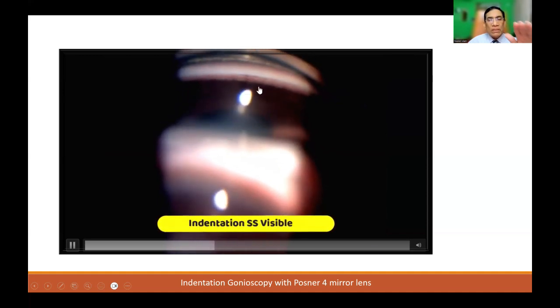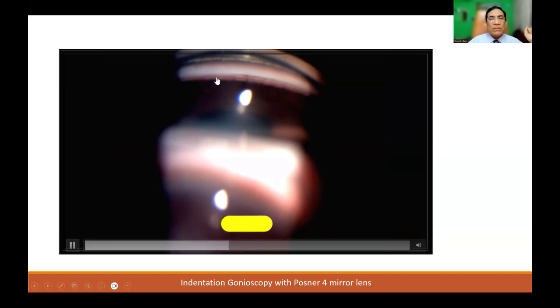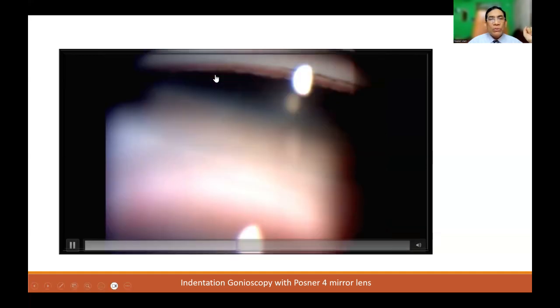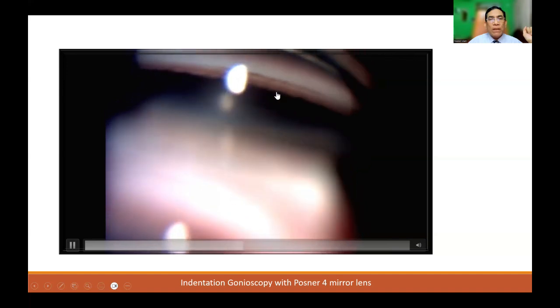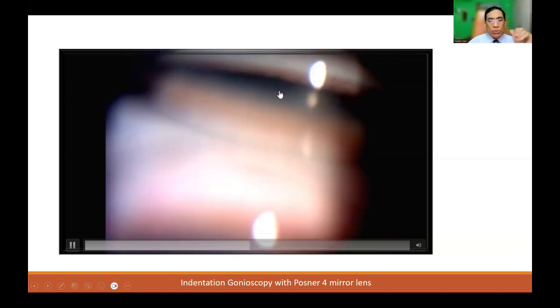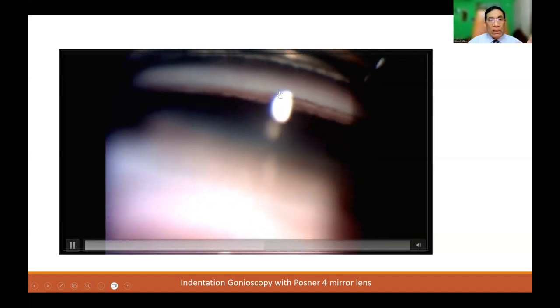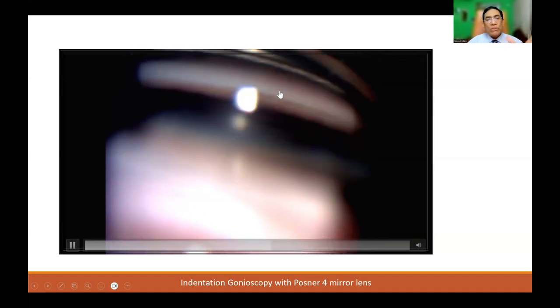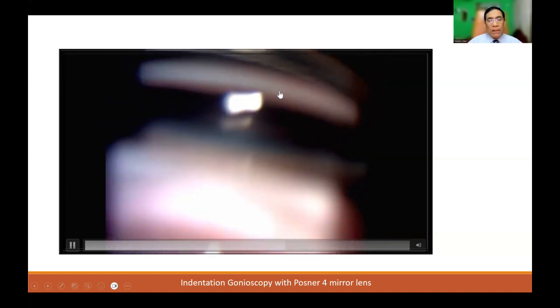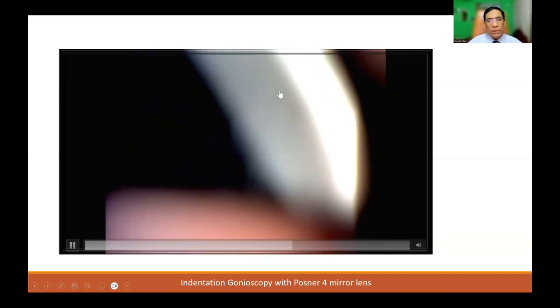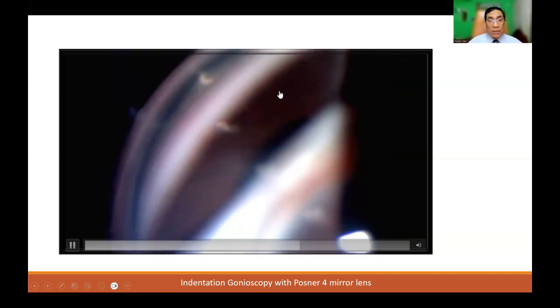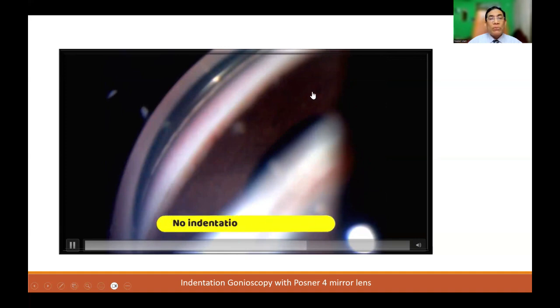So now I'm giving indentation. And with the indentation, I think you can now recognize the patient's scleral spur and also the trabecular meshwork. So this patient without indentation was an occludable angle. With indentation, I could see all the four angles. So this was an appositional angle closure. And mostly we see this when the patient has an early cataract, the patient's vision is good, but appositional angle closure is very common in these cases.